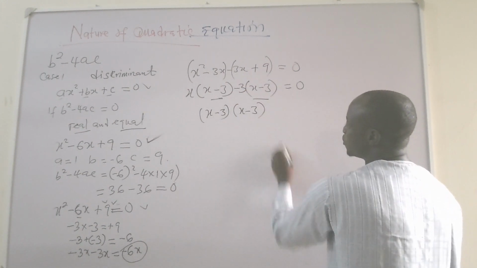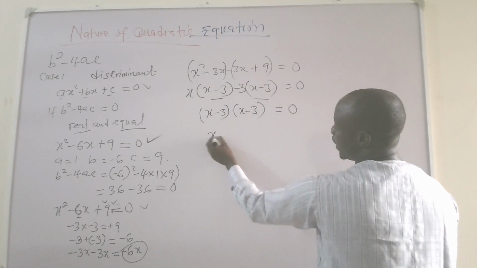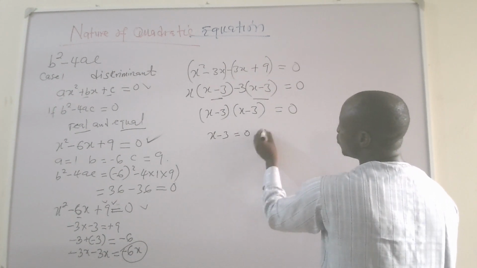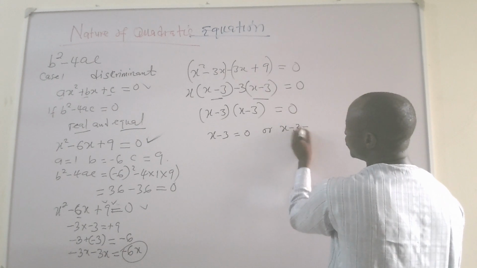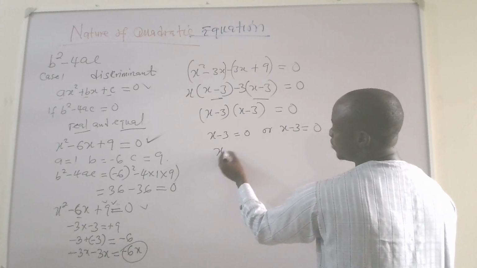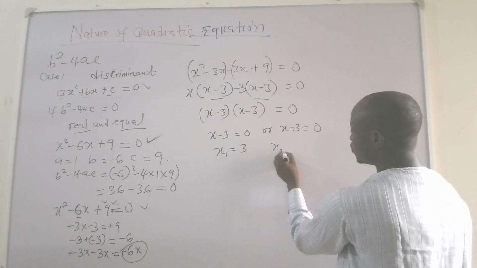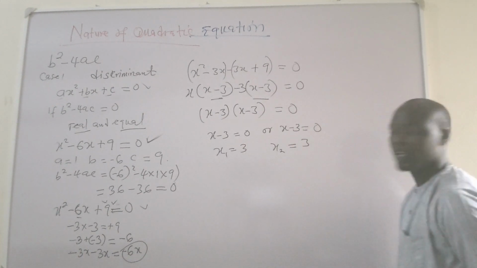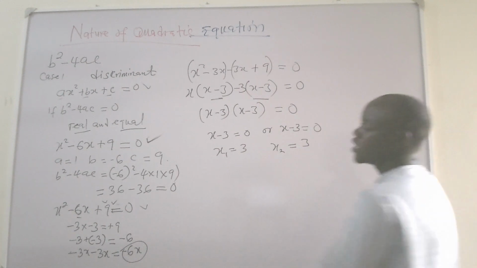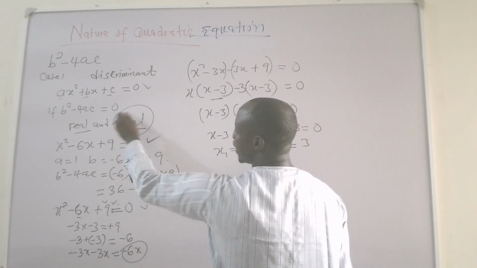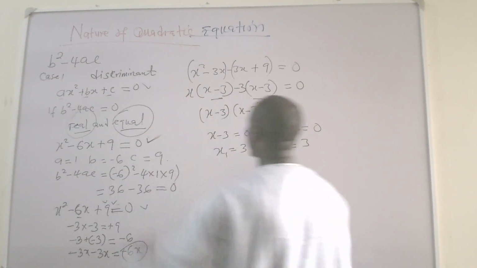So we now have x minus 3 is equal to 0, or x minus 3 is equal to 0. So at the end, we now have x is equal to 3. So our x1 is 3 and our x2 is equal to 3. So this tells us that the roots of the equation are equal and they are real at the same time.